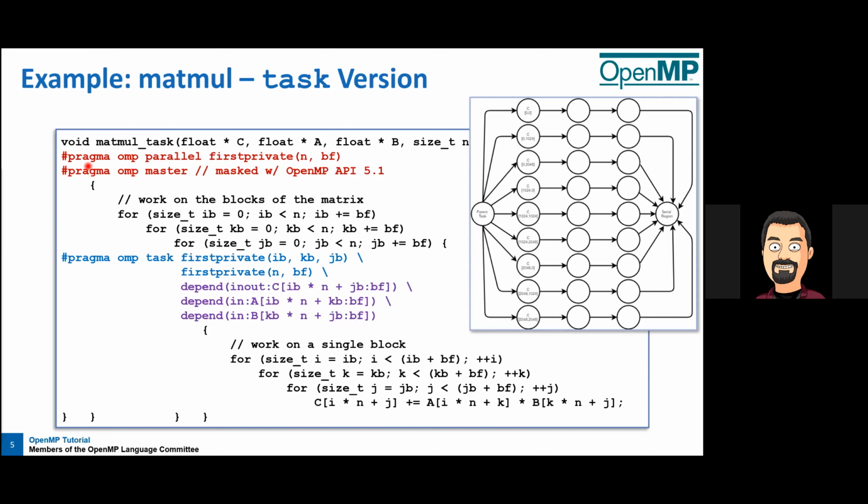Then in this case we use pragma OpenMP master, or if you have an OpenMP 5.1 compiler, you can also use the mask construct. Similar effect: we just pick the primary thread of the team to generate the tasks. On the previous slides, it was anyone that was picked.